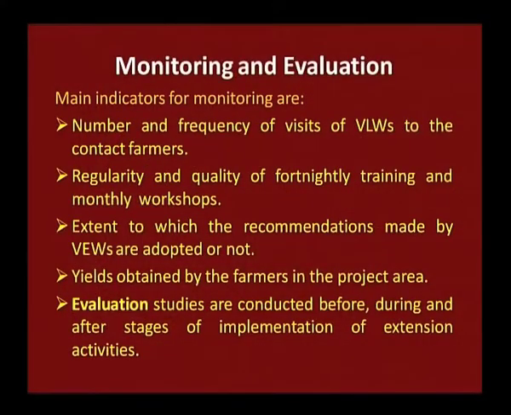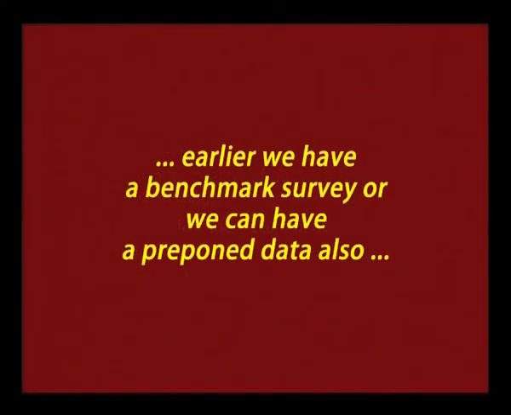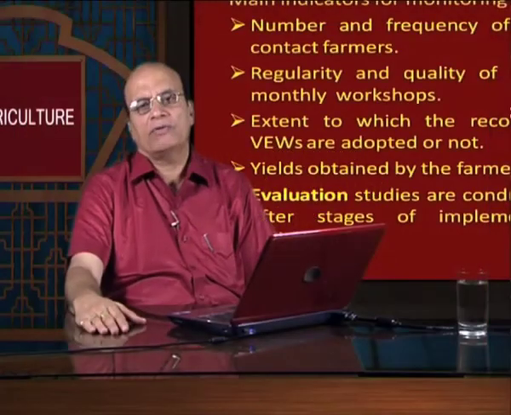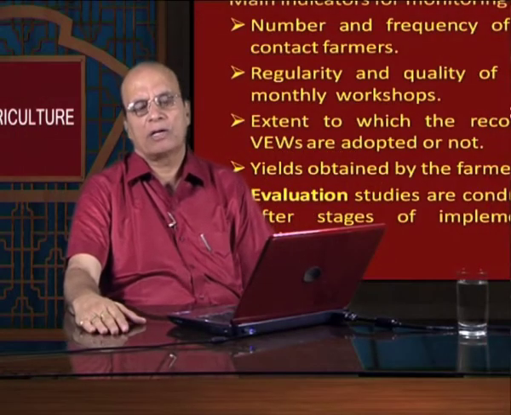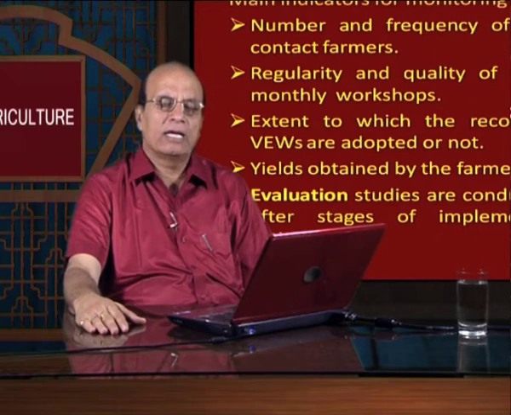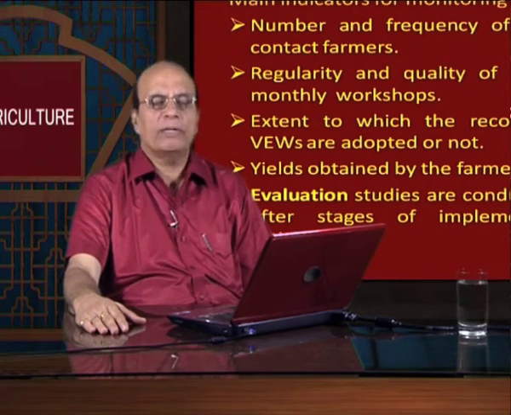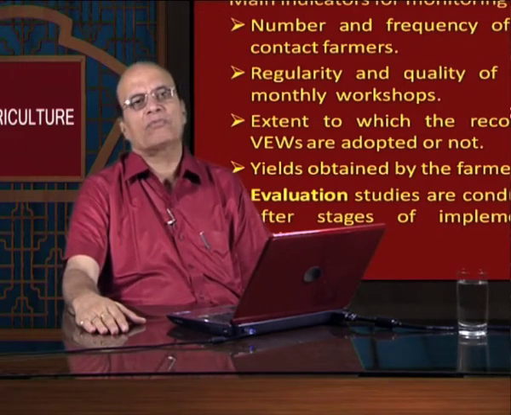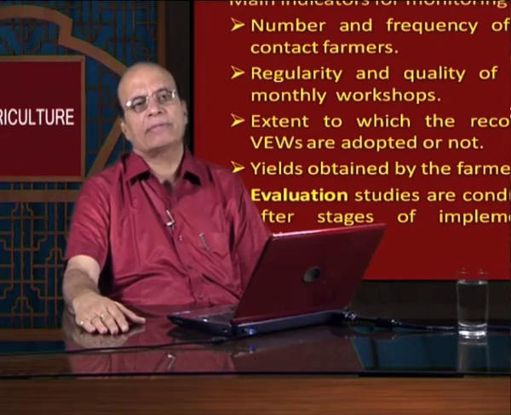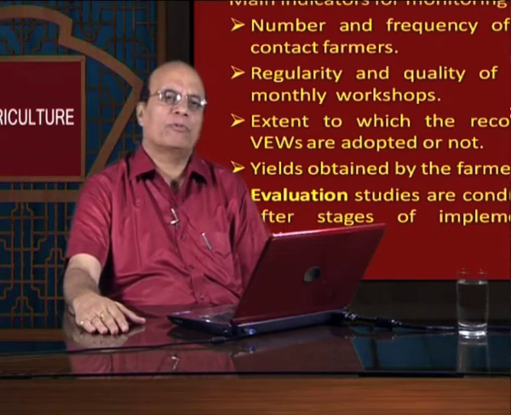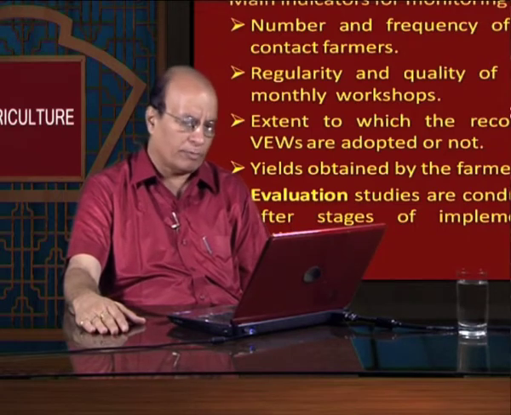Yield obtained by the farmers in a projected area. Sir, there are different parameters for judging the yield, because earlier we have a benchmark survey, or we can have pre-program data also, and find out even after implementation of this program what is the increase in the yield, what is the gain in the yield, how many things are taken care of by the farming community in a systematic manner. That can be counted by providing some evaluation study. Yield gain can be chalked out under the T&V program.